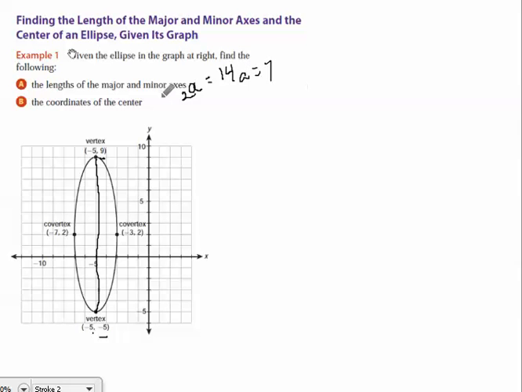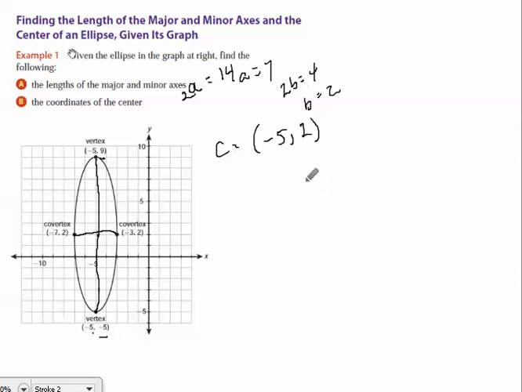The minor axis will be the one going across this way, and our distance there is 4. So 2 times b is going to be equal to 4, so b is going to be equal to 2. The center is right here. That's where the two axes intersect. My axes intersect at minus 5, comma 2, so that is my center.